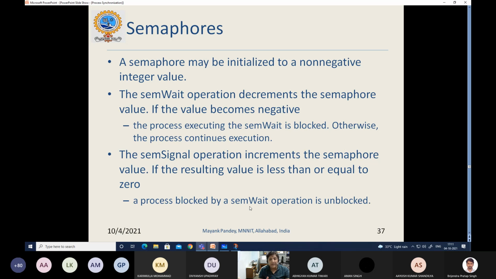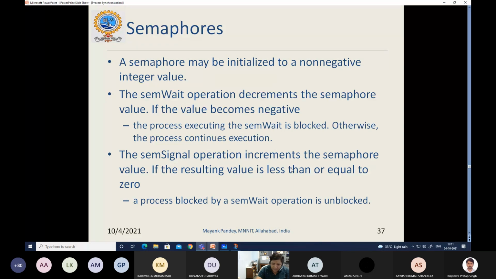Sem signal operation increments the semaphore value. If the resulting value is less than or equal to 0, a process which was blocked by sem wait operation is unblocked.